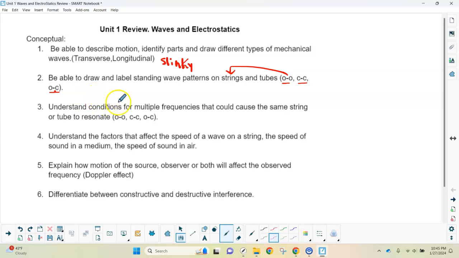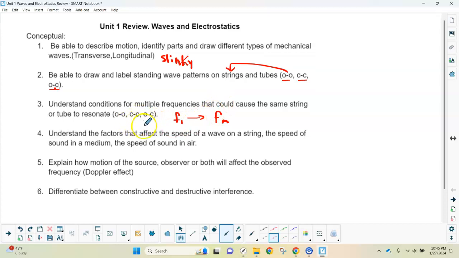You also need to know how to create the multiple frequencies that cause the string or tube to resonate. So basically going from the fundamental frequency, which is F1, to whatever the frequency of the mode is. And again, those are all conditions for these different types of tubes or for a string fixed at both ends.